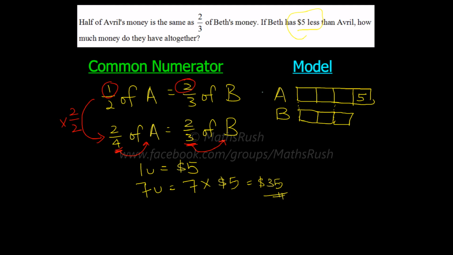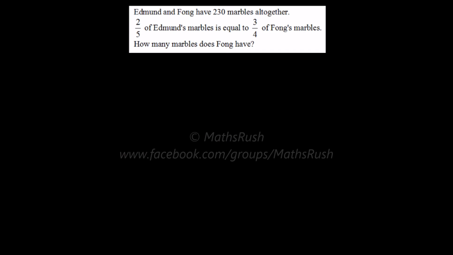Now we're going to move on to a second question, Edmund and Fong. I'm going to pause the video after reading it for you to try the common numerator method. Edmund and Fong have 230 marbles altogether. 2/5 of Edmund's marbles is equal to 3/4 of Fong's marbles. How many marbles does Fong have? For this question, why don't you use the common numerator method to try first? If you are not so sure about common numerator and you're confident about the model, please go ahead and try. Please pause the video and resume it when you're ready.